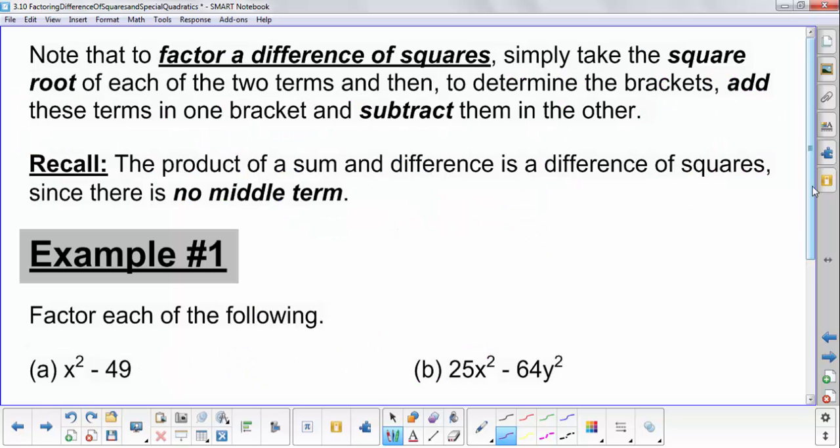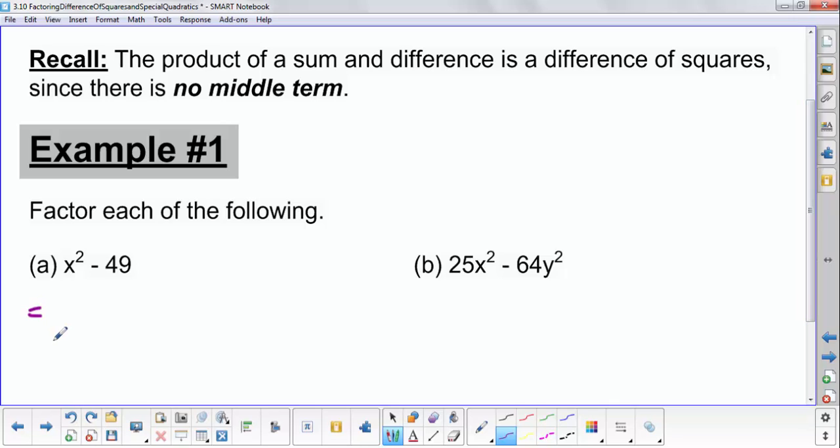However you want to treat these differences of squares, whether you want to take the square root of each term and give one bracket a plus and one bracket a minus, or whether you want to treat it like a trinomial where that middle term is 0, it's totally up to you. I'm going to use the difference of squares method where we square root each term. So I'm going to open up two brackets. On the left side, I'm going to look at my first term and take the square root of x squared. On the right side of each bracket, I'm going to look at 49 and take the square root of that. One bracket gets a plus, one gets a minus.